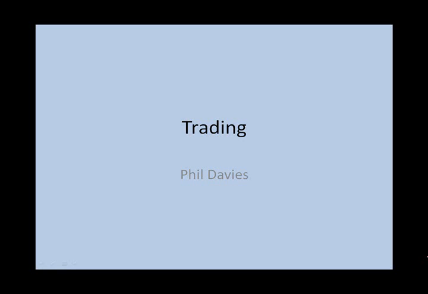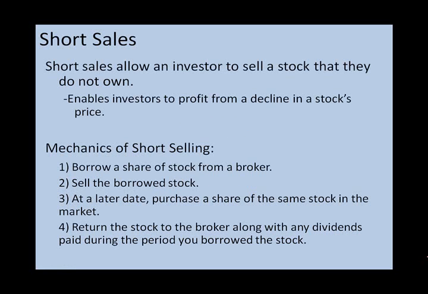Now, I think everyone is familiar with the concepts of buying and selling a stock. You can buy a new stock, or you could buy more shares in a stock that you already own. And you can sell shares in a stock that you already own. What you may be less familiar with is the idea of selling shares of a stock that you do not own. This is called short selling. So short selling allows an investor to sell a stock they do not own. This is good because it enables investors to profit from a decline in a stock's price.